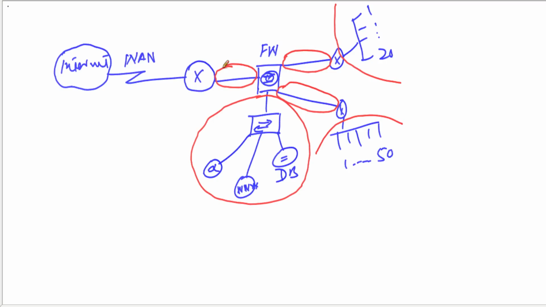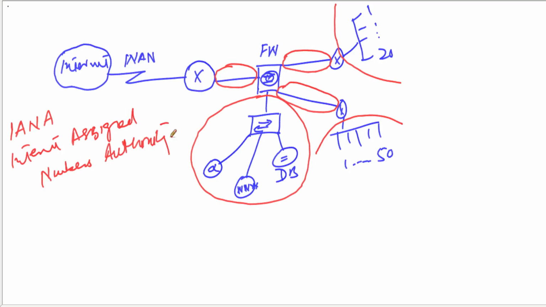Now you approach IANA, which is Internet Assigned Numbers Authority, and responsible for allocation of IP addresses. So you ask them to give you a network address, and they say, sure, no problem, here it is. And they give you, let's say, 136.11.0.0 with a subnet mask of 16 because it's a class B IP address.